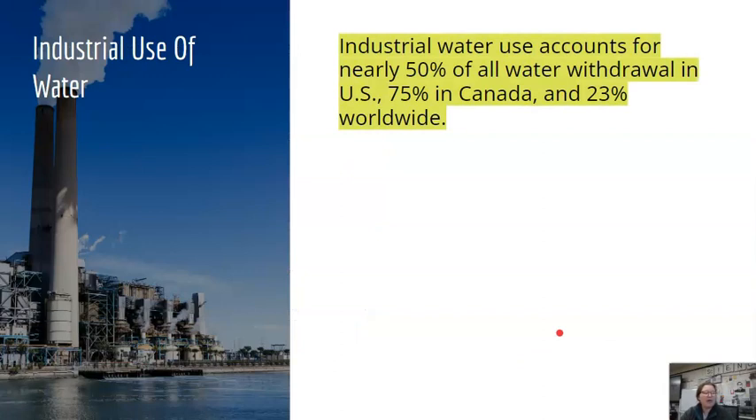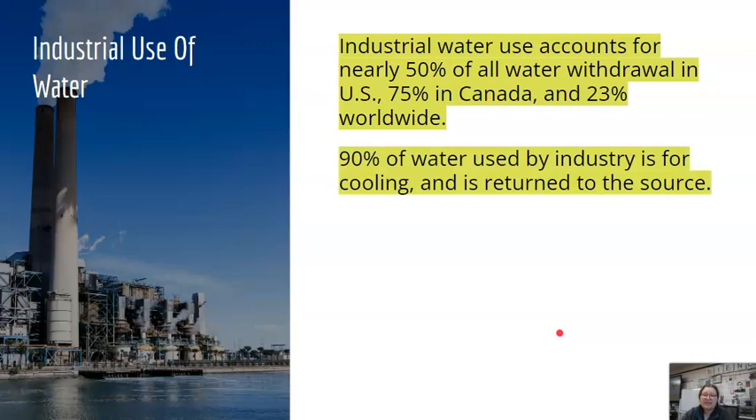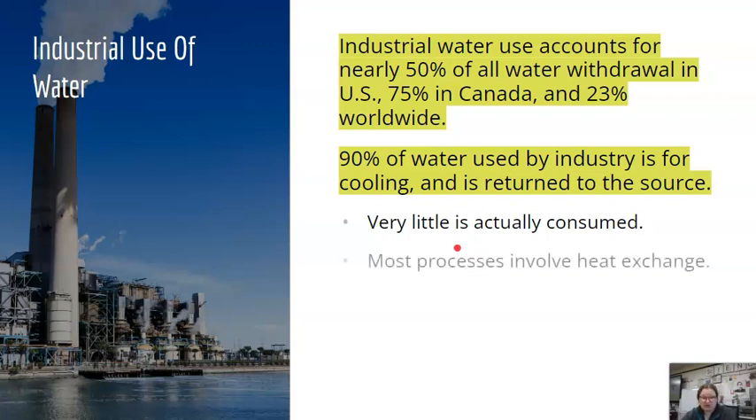All right, moving on from agricultural to industrial. Industrial water use accounts for nearly 50% of all water withdrawals in the U.S., 75% in Canada, and 23% worldwide. 90% of the water used by industry is for cooling and is returned to the source. So in industry, we're using combustion, like in energy production. We need to cool those parts down. We use water. So very little is actually consumed because it's just used to cool and then it's returned.